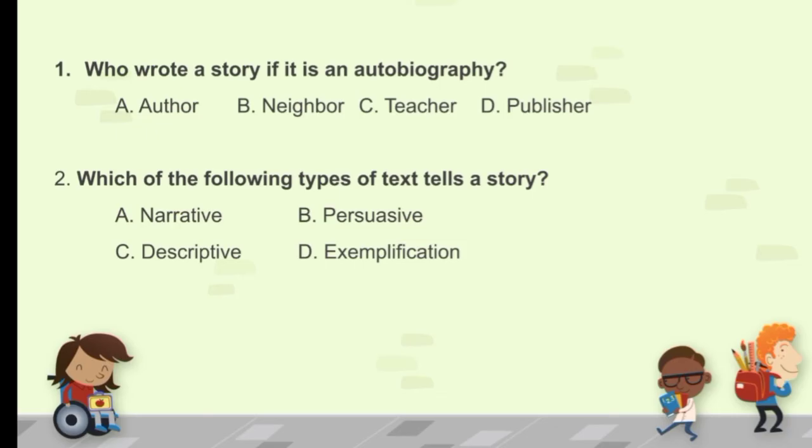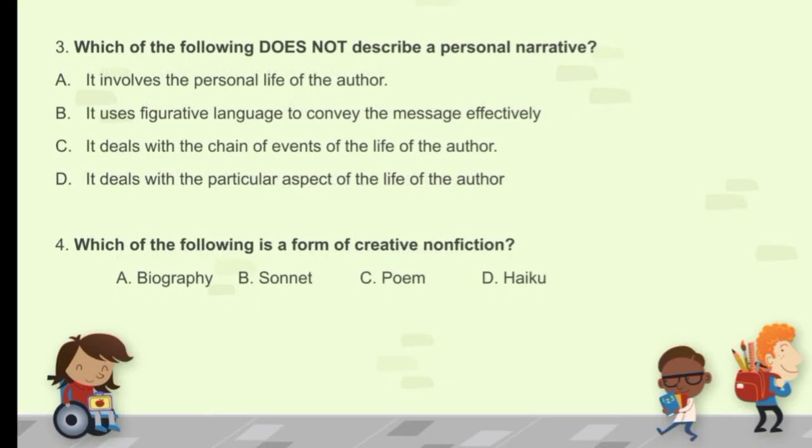Number 2. Which of the following types of text tells a story? A. Narrative. B. Persuasive. C. Descriptive. D. Exemplification. Number 3. Which of the following does not describe a personal narrative? A. It involves the personal life of the author. B. It uses figurative language to convey the message effectively. C. It deals with the chain of events of the life of the author. And D. It deals with a particular aspect of the life of the author.